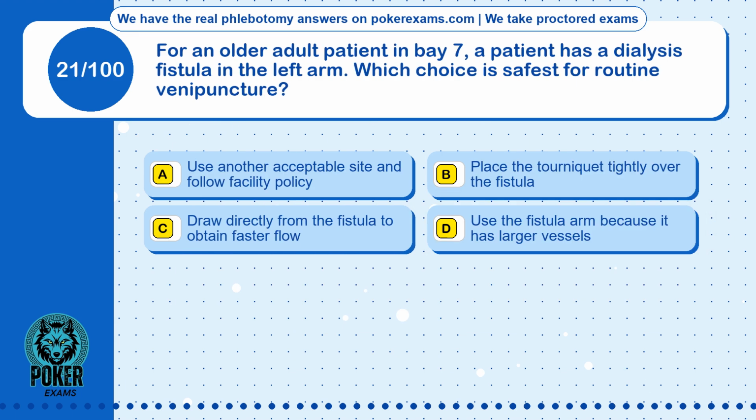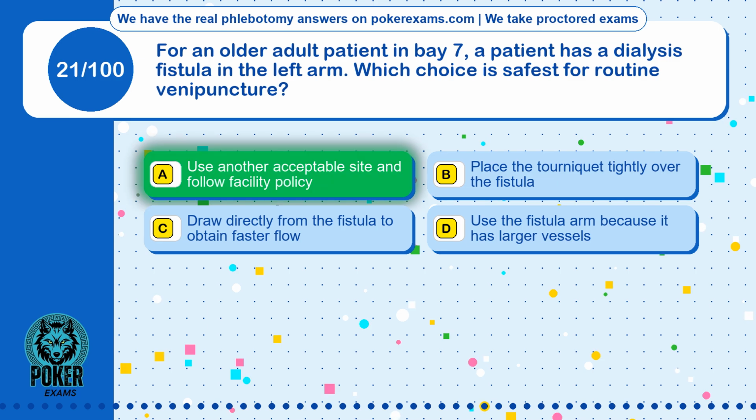Question 21. For an older adult patient in Bay 7, a patient has a dialysis fistula in the left arm. Which choice is safest for routine venipuncture? Option A. Use another acceptable site and follow facility policy. Option B. Place the tourniquet tightly over the fistula. Option C. Draw directly from the fistula to obtain faster flow. Option D. Use the fistula arm because it has larger vessels. The correct answer is option A.